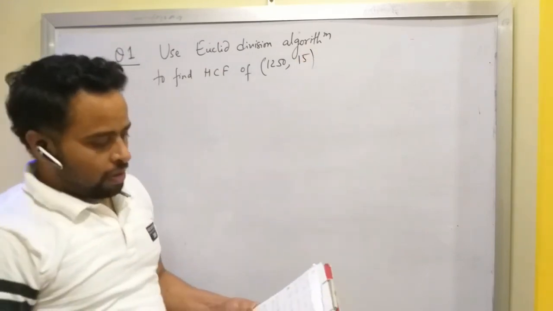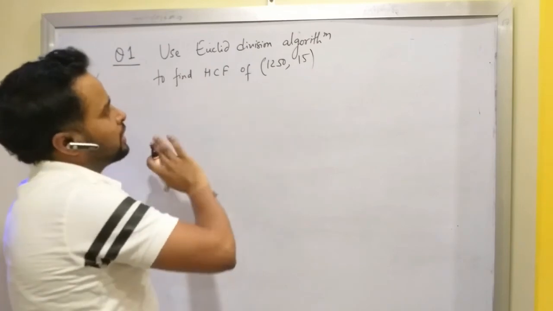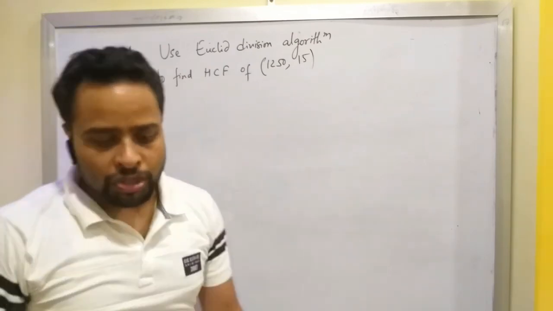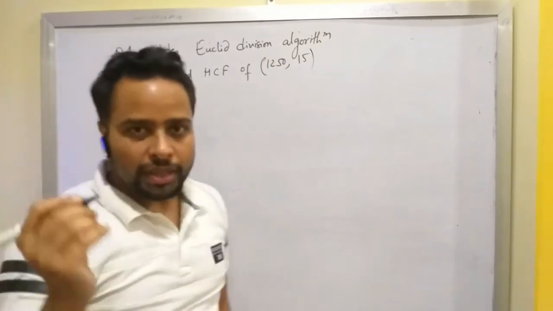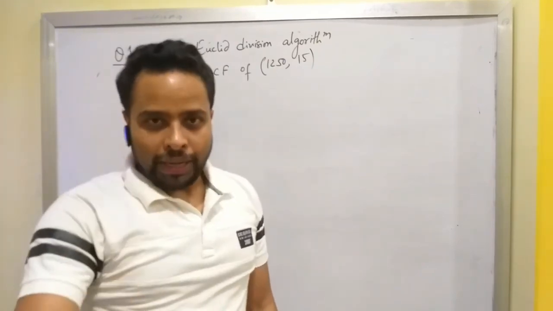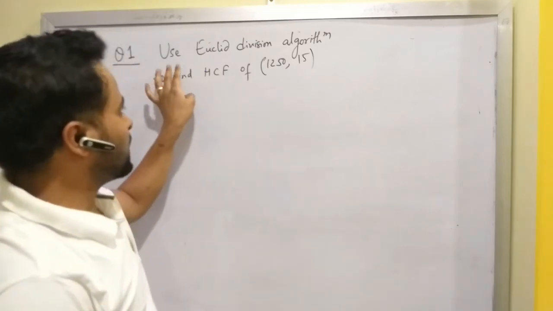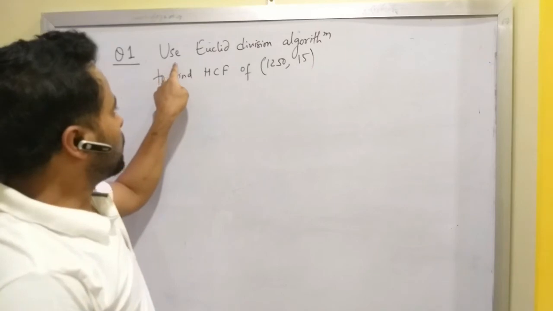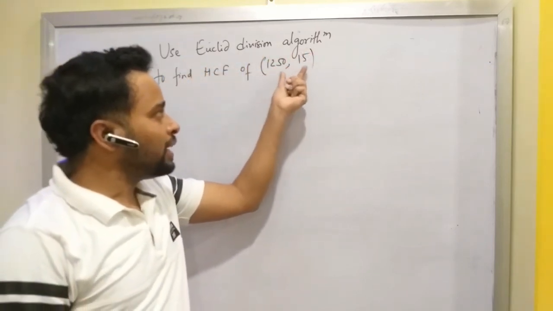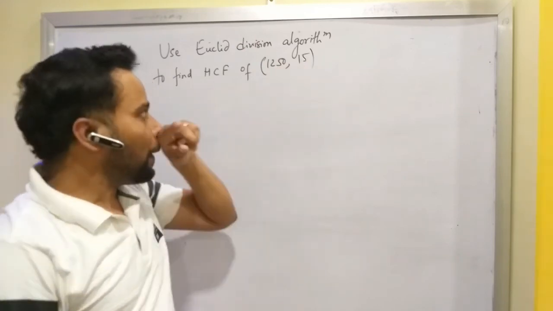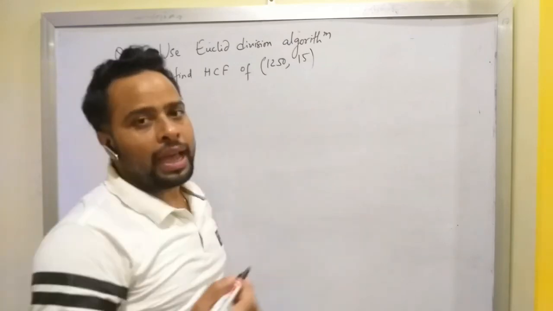Fine. So this is the first of its kind, using Euclid division algorithm, find the HCF. How do we proceed with this? What we do is simple. Take a breath and understand the question calmly. What they are saying, you just have to understand. Use Euclid division algorithm to find the HCF. We have to find the HCF of these two, 1250 and 15.